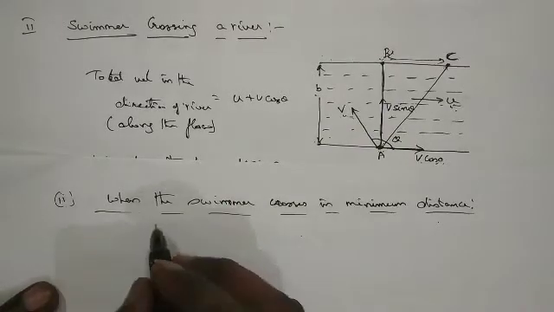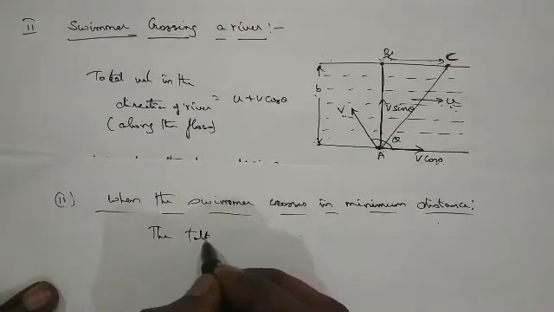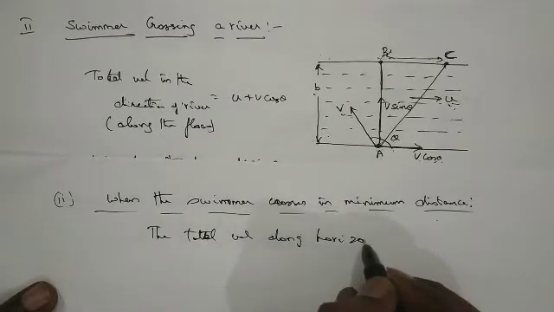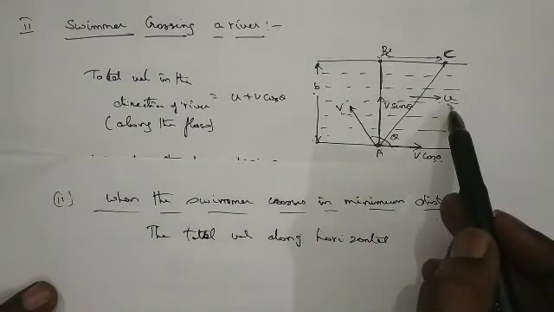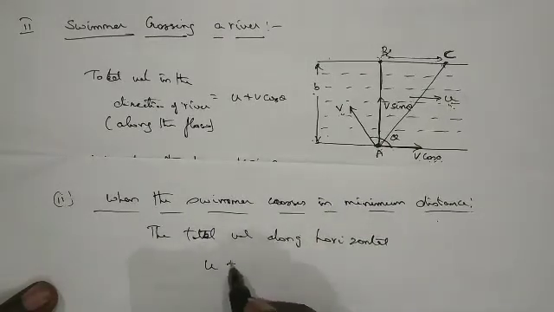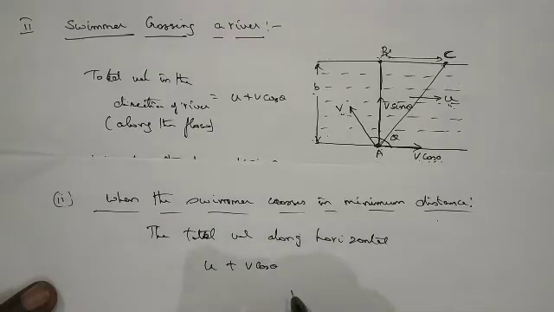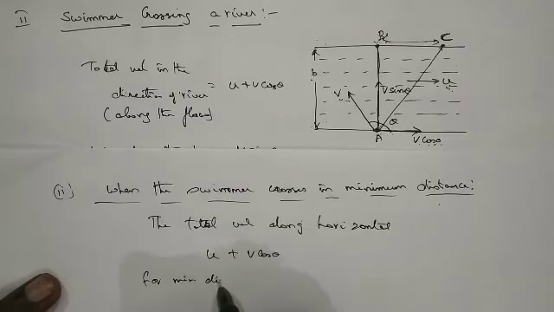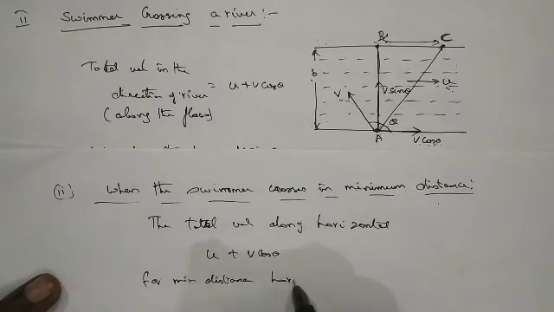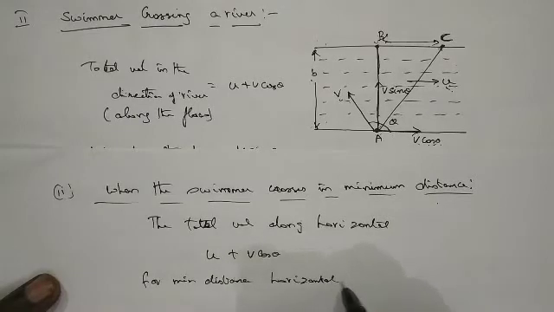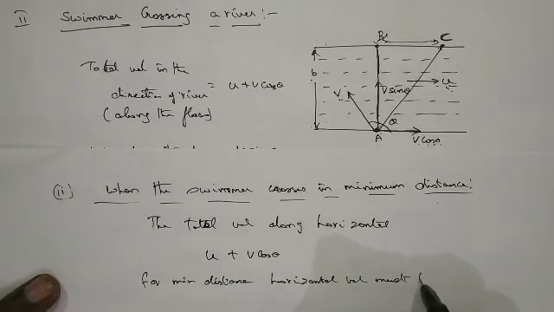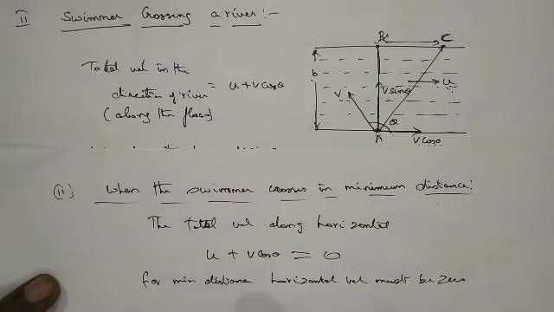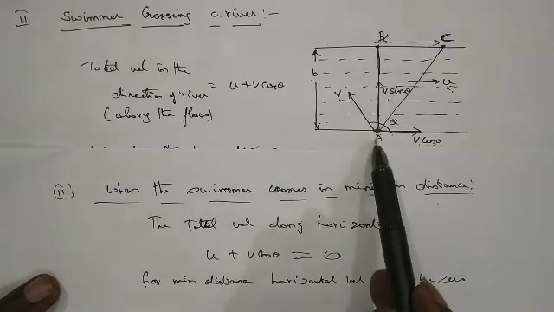So we will find the total velocity along horizontal. What is the total velocity along horizontal? U and V cos theta. U plus V cos theta. For minimum distance, the horizontal velocity must be 0. This entire horizontal velocity should be equal to 0. Then only he can easily move from A to B.